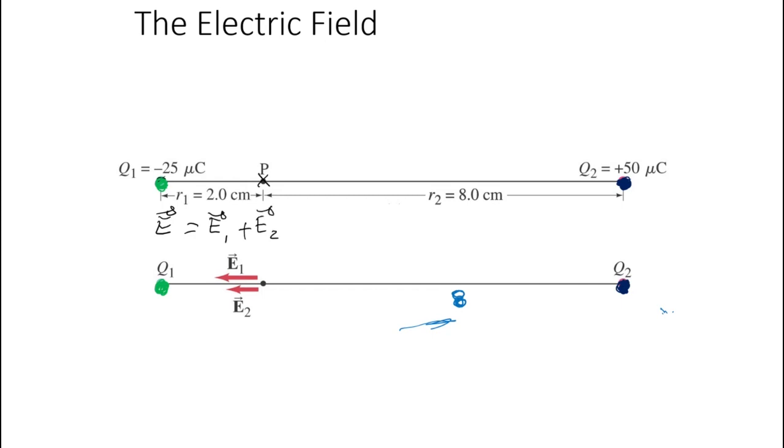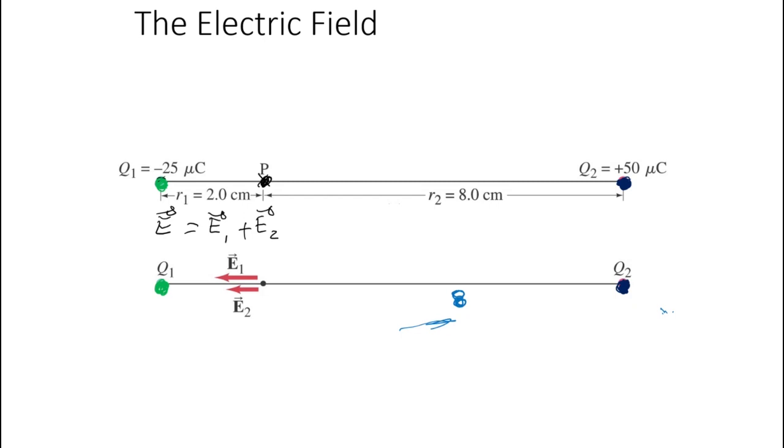Now we need to find the directions of each one of them. Let's say this is P. The charge Q2 is positive, which means E2 will be toward west. Now for the charge Q1, which is negative, the field will be toward the charge Q1. E1 will be in the direction of the charge Q1. That means the two electric fields will be west.